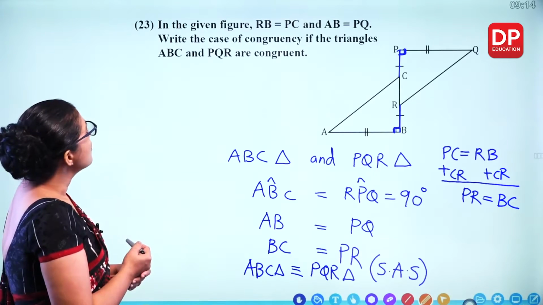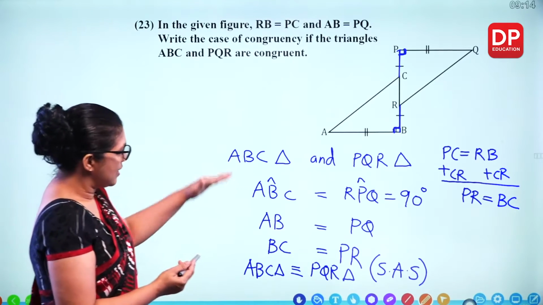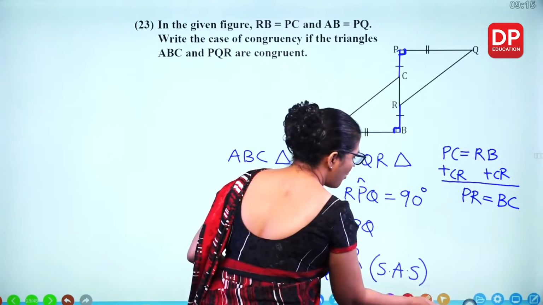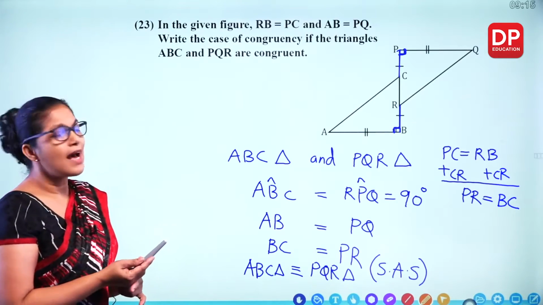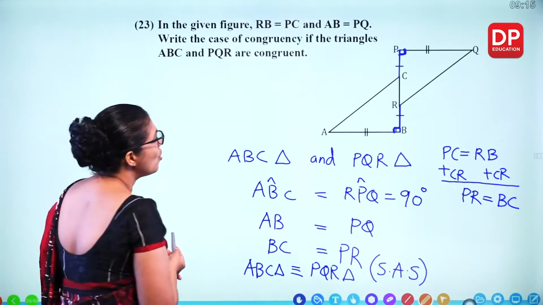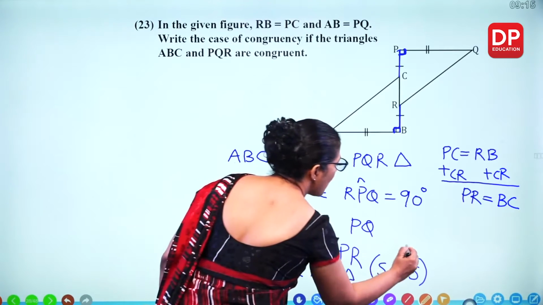So that's the case. You don't need to write down everything, but for your information, I wrote everything to figure out how these two triangles are congruent. So 2 marks to identify this.